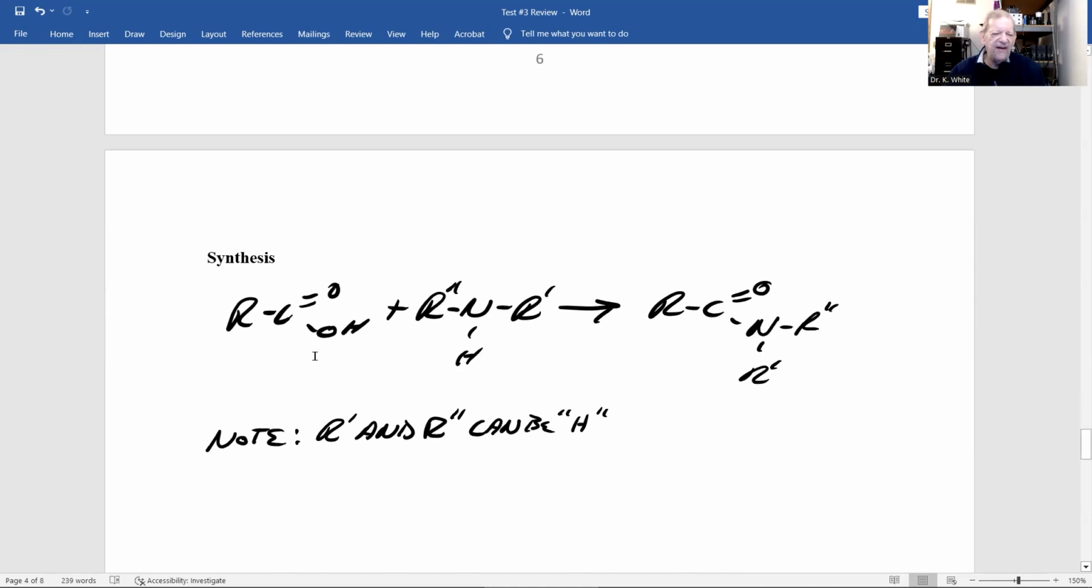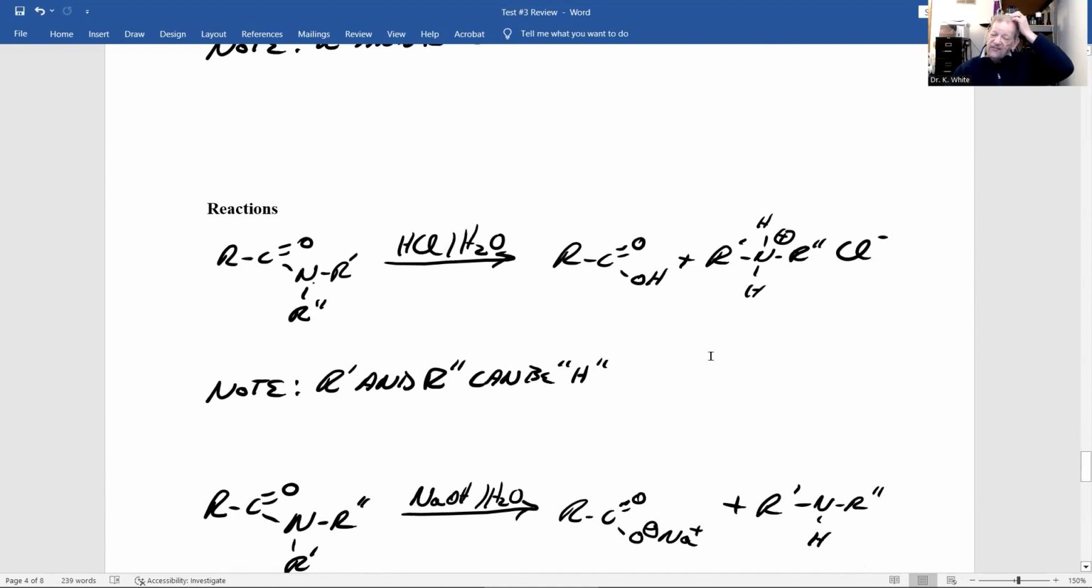How do you make an amide? Again, a carboxylic acid plus either, if R prime and R double prime are hydrogen, ammonia, NH3, or R prime and R double prime, one or both, can be alkyl. And do you break carbon-nitrogen bonds in this? No. And you get this amide.